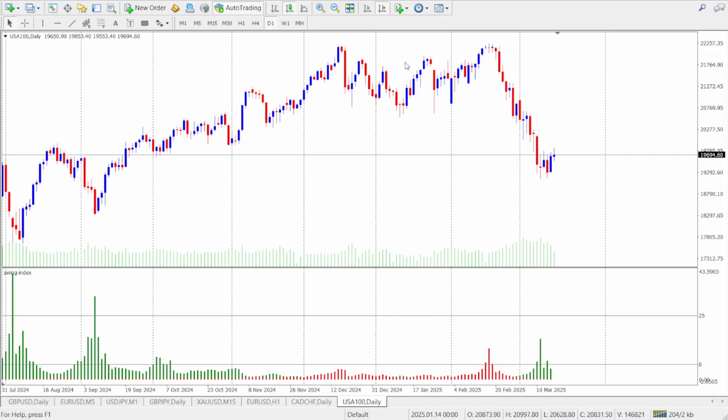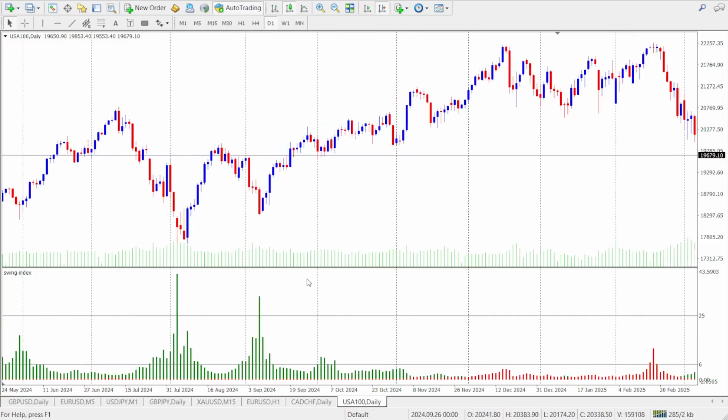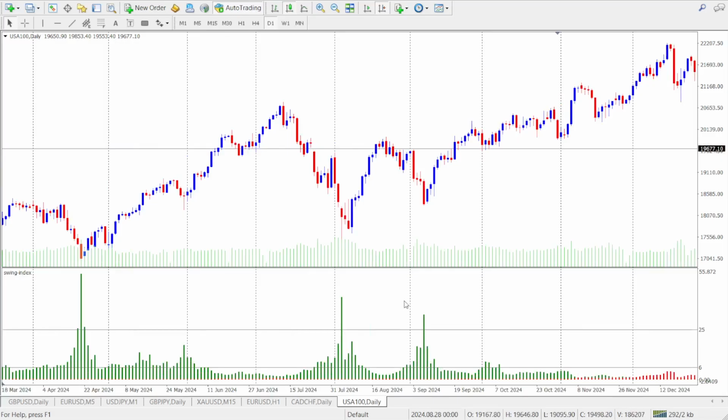Now, one of the biggest advantages of this indicator is its ability to measure market swings across multiple time frames and asset classes. So whether you are trading Forex, stocks, or commodities, the swing index indicator can provide valuable insight into the market's direction.